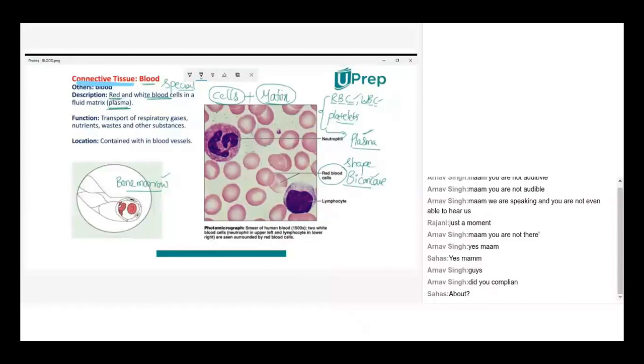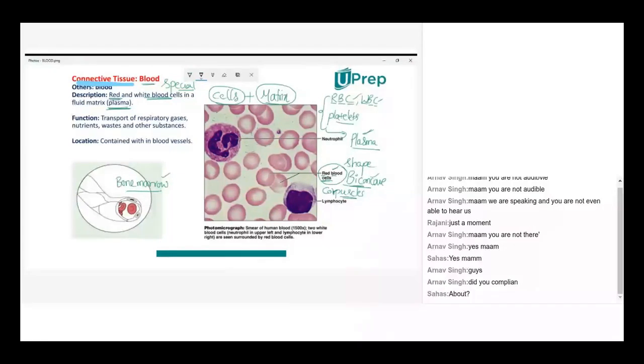This is the most important point over here. When you take RBC, red blood cells, in some textbooks, instead of cell, they use the word corpuscles. Corpuscle is nothing but cell only. Don't get confused when they use red blood corpuscles. The term is similar to red blood cells only. They are biconcave in shape.